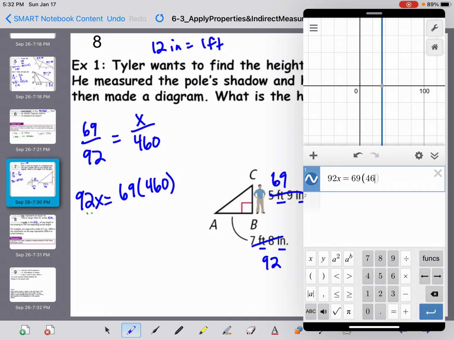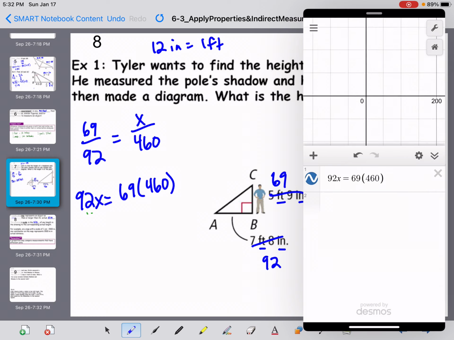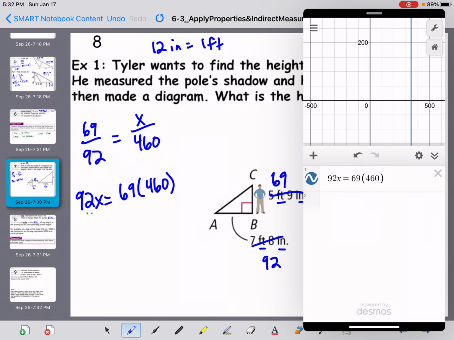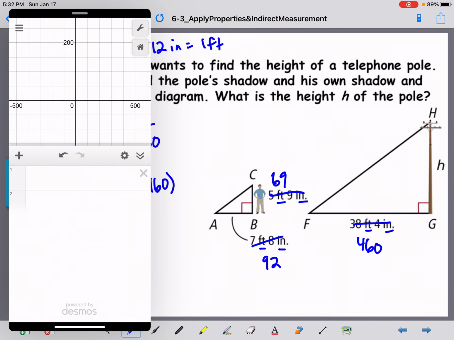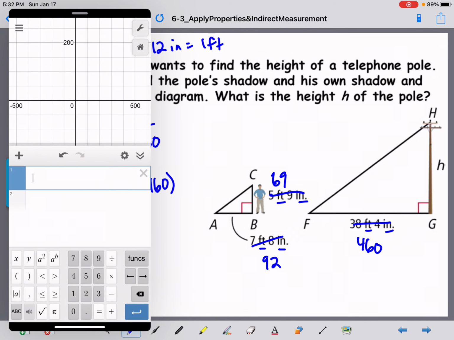69, 460. Oh my goodness. Let's see. What are we getting here? 345. So that telephone pole is 345 inches. So watch what you do. 345 divided by 12 gives me 28.75. So 28 feet.